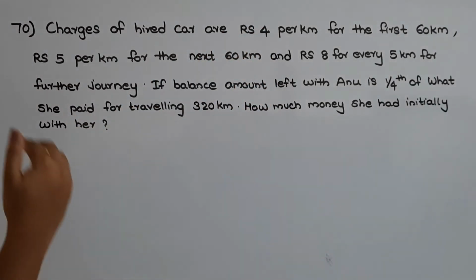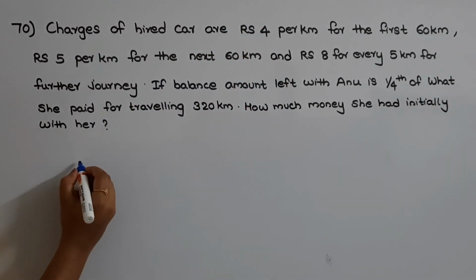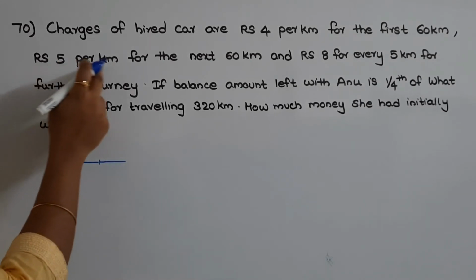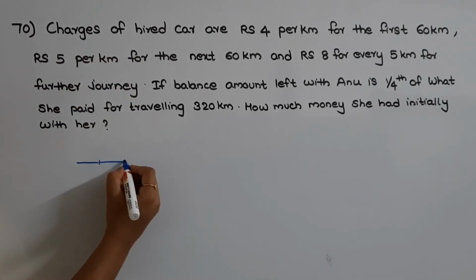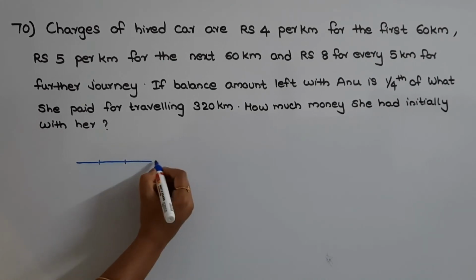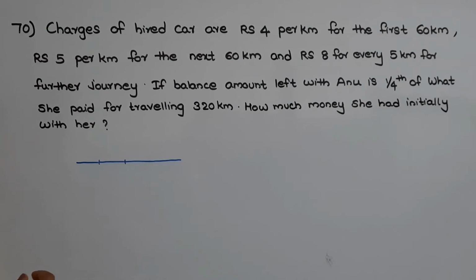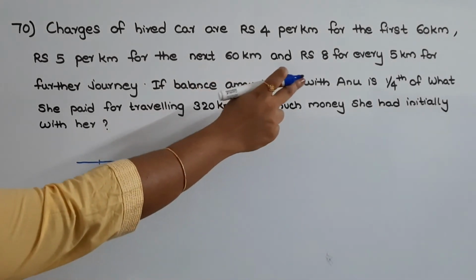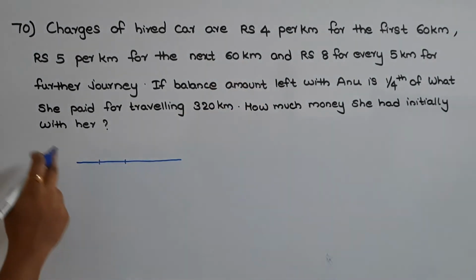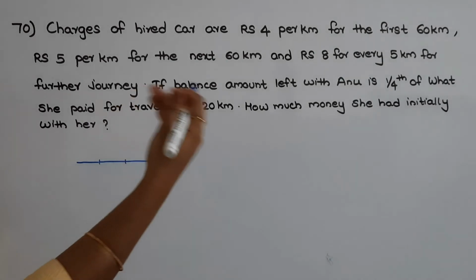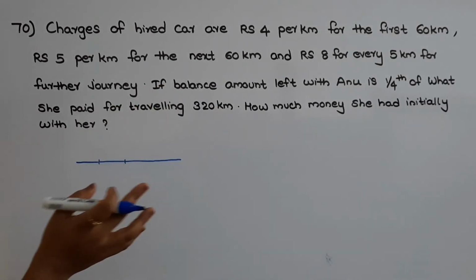Okay, so in this question they are telling that the charges of hired car are rupees 4 per kilometer for the first 60 kilometer. And then for the next 60 kilometer it is rupees 5 per kilometer. And for further journey it will be rupees 8 for every 5 kilometers. Then they are telling that if the balance amount present with Anu is 1/4 of what she paid for traveling 320 kilometer, then what is the money that was initially present with her?